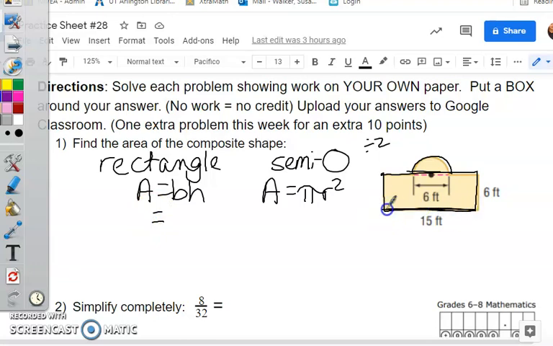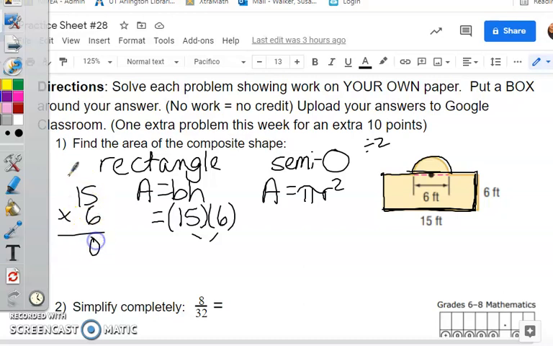Okay, so rectangle, base times height. Base is 15, height is 6. Your job, multiply 15 times 6. Carry the 3, 9. So 90 feet squared.